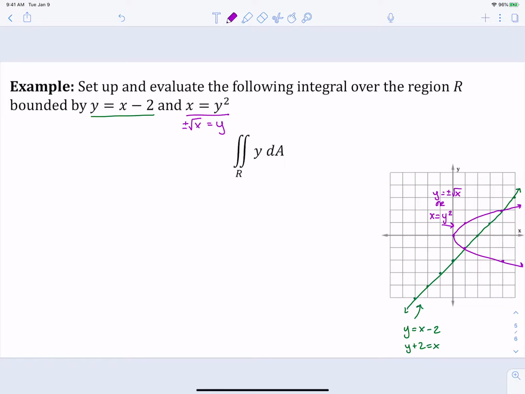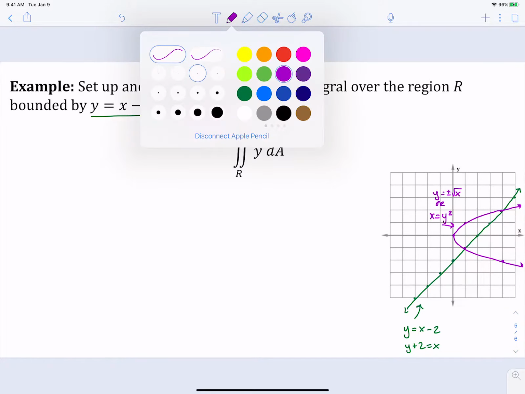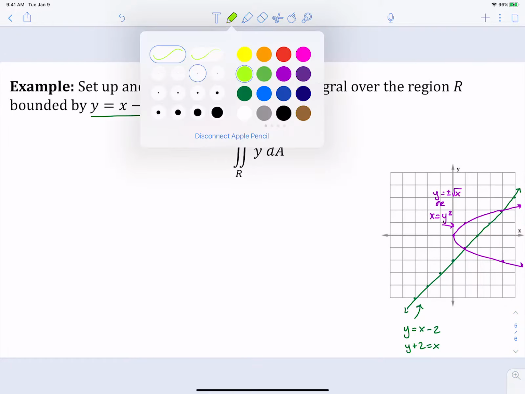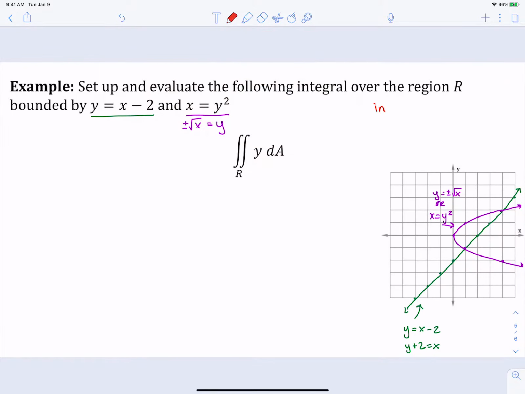So now the question is, do we integrate with respect to x first or y first? Now, if we integrate with respect to y first, which is what some people's default is, remember, when we integrate with respect to y, we go from the bottom to the top.